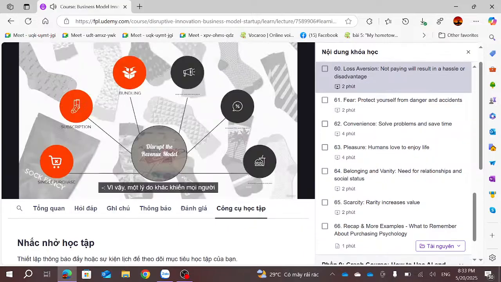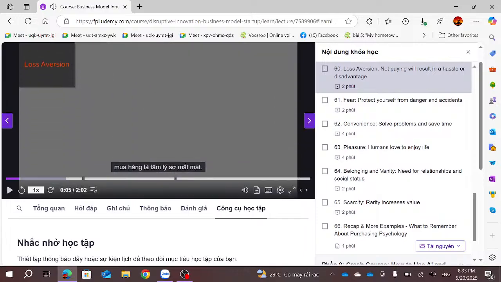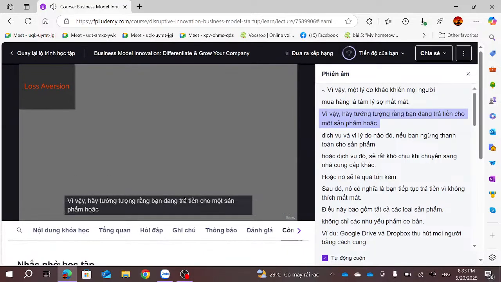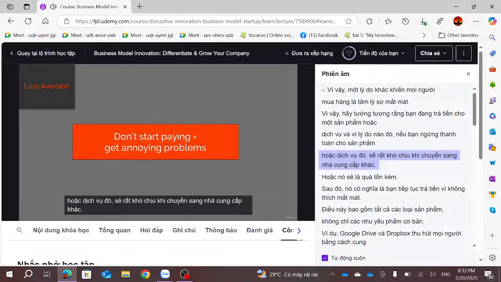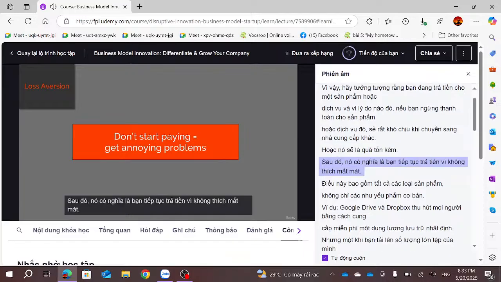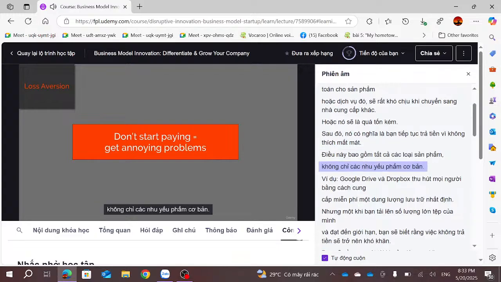So another reason that makes people buy stuff is loss aversion. Imagine that you're paying for a product or a service, and for some reason, if you stop paying for it, it would be very annoying to switch to another provider, or it would be too costly. Then it means you keep paying because of loss aversion. This includes all kinds of products, not just the basic necessities.